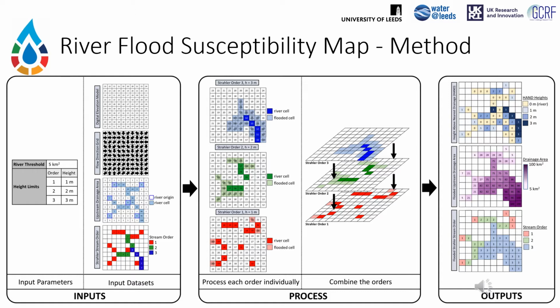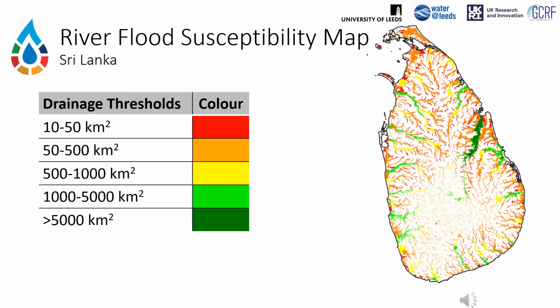Essentially, we want a flood hazard map that is independent from the global flood models, and that explores only the differences between the models in terms of river representation. So what we use is what we call a river flood susceptibility map, which is a geomorphological approach which derives a river's susceptibility to flooding from the terrain alone. Here's what the river flood susceptibility map looks like for Sri Lanka, color-coded for the different river threshold ranges.